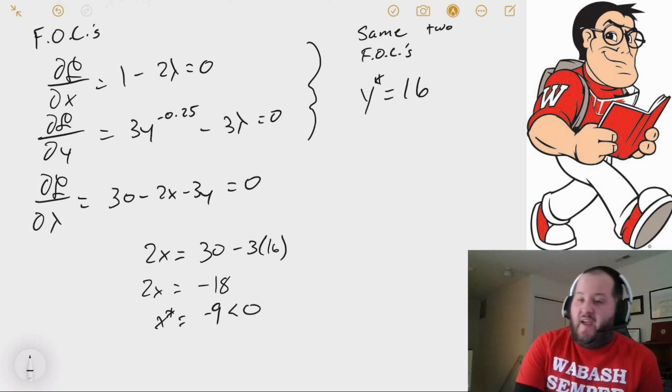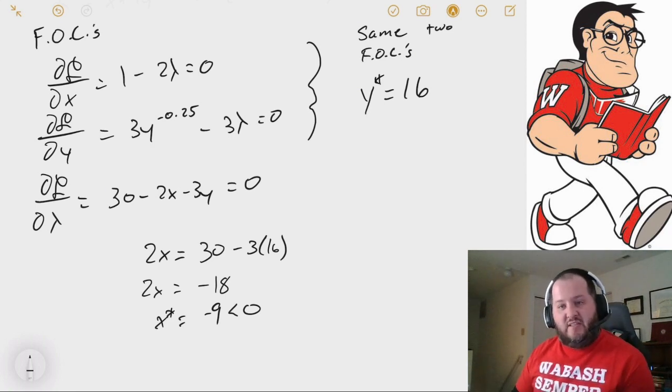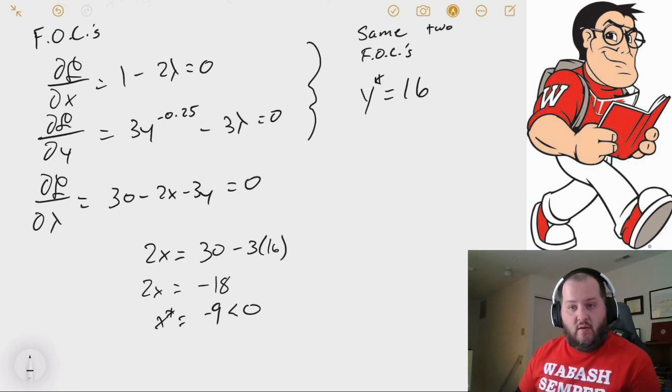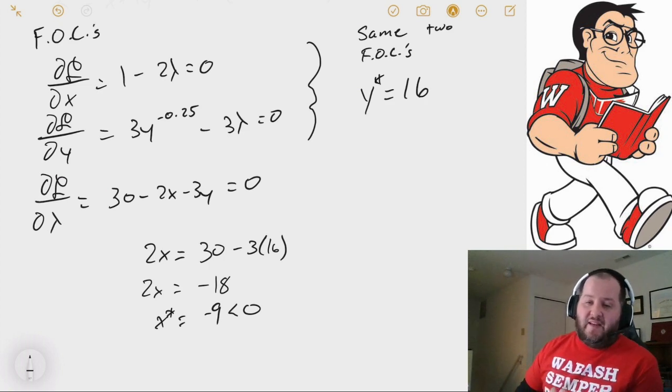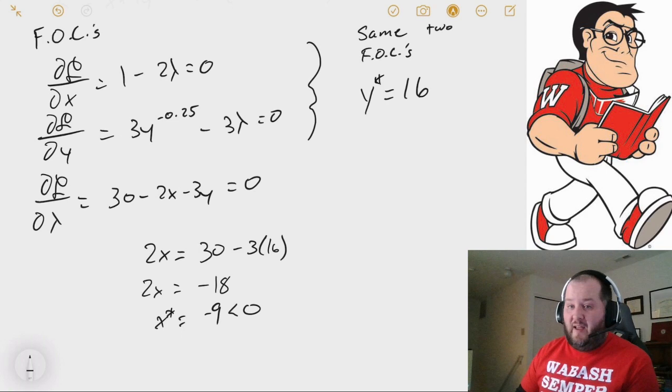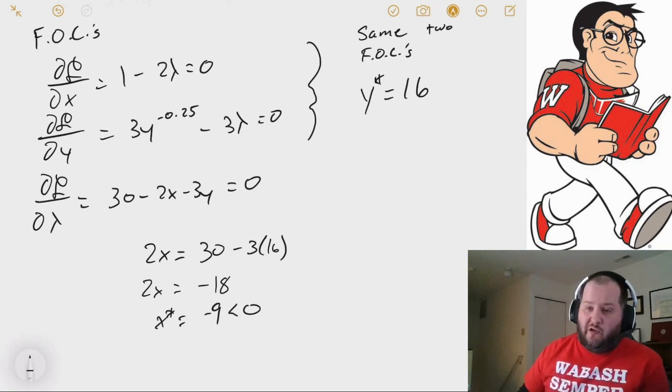So what this is saying, and actually you can kind of look at this, we want to consume 16 units of good y, regardless of what our income is. The only problem is, in order to consume 16 units of good y, I'm going to need $48 because the price of good y is 3. I've only got $30, so I don't have enough money to even get my minimum desired level of good y. And because of that, my linear good comes out negative.